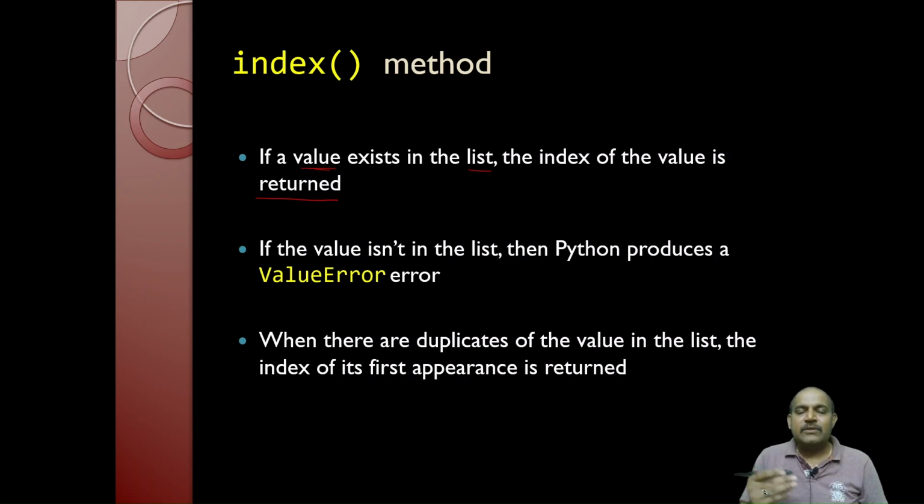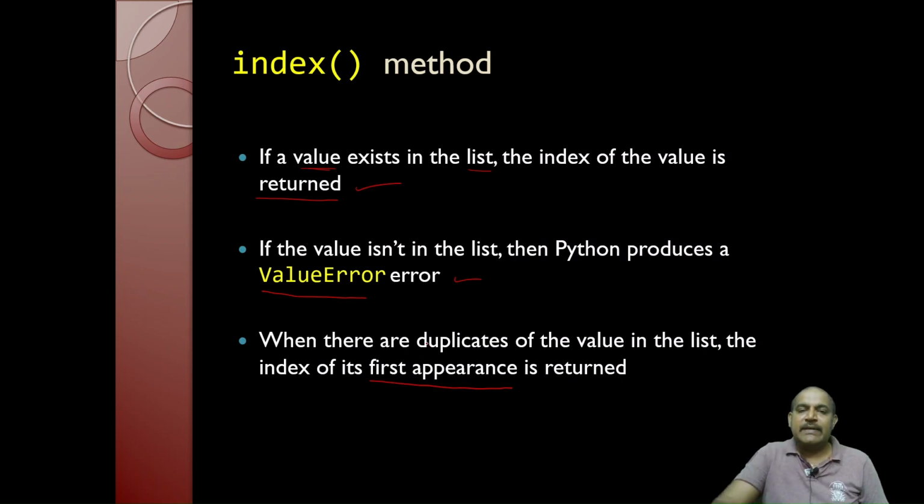Next scenario, suppose the value that you are passing is not there in the list, then it will throw an error, which is called value error. So if the value is present in the list, it will return the index. If the value is not present in the list, it will give you an error. And if the same value is present two to three times, or more than one time, it returns the index that appears first. So whichever appears first, that respective index will be given as the output.